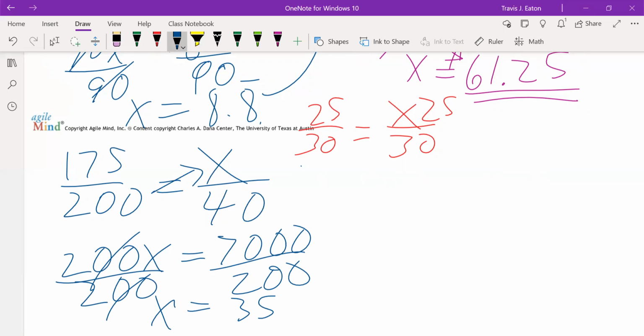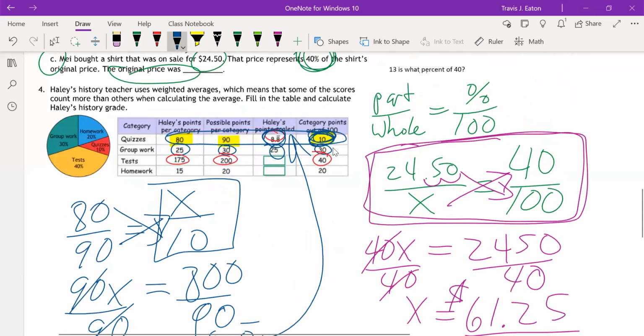So then go back up. This would be 35 out of 40. And I am officially out of time.